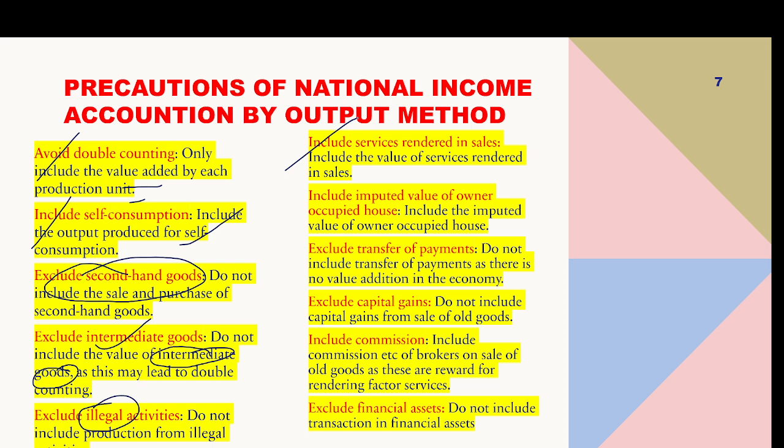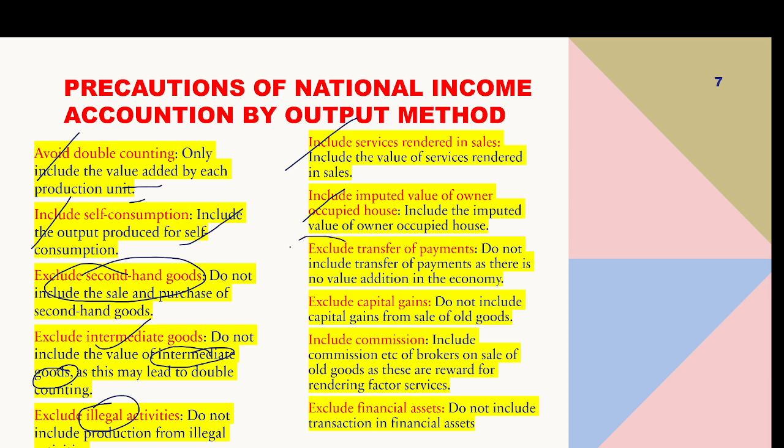There are two things, goods and services. Which service is rendered in sales? The price of service is added in the national income accounting. Now include the imputed value of owner occupied house. If there is an owner occupied house, the imputed value should be added in the national income accounting. Now, the transfer payment.